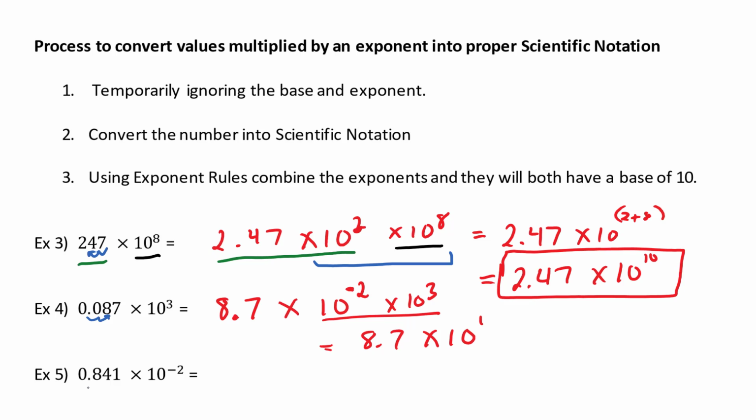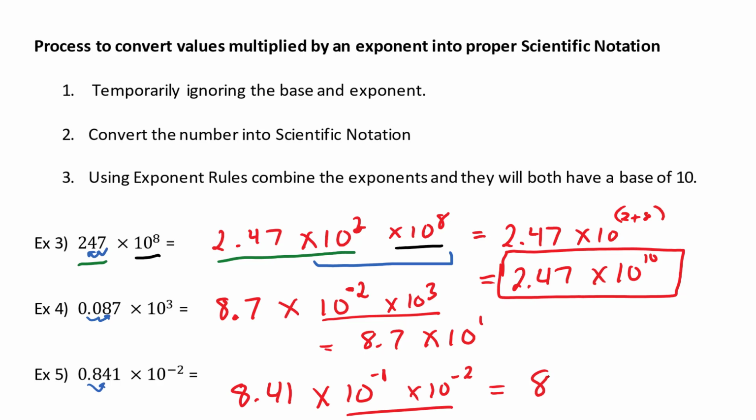Last one now. Convert this to a number between 1 and 10. Move the decimal place over 1. 8.41 times 10. We moved it over 1, so the exponent's going to be 1. We took a small number and made it bigger, so this has to be a negative number. Then we multiply by the second base raised to the exponent.